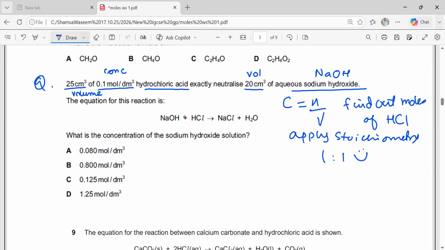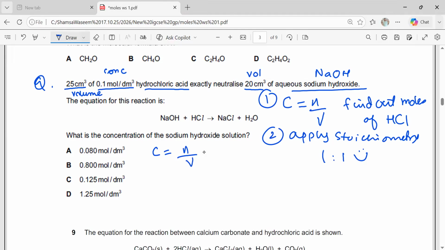Once we get the moles, we have already got the volume, we will find out the concentration. Did you understand? Okay, so let's solve it. So see, let's find out the moles of hydrochloric acid. So see, C is equal to n upon V here.